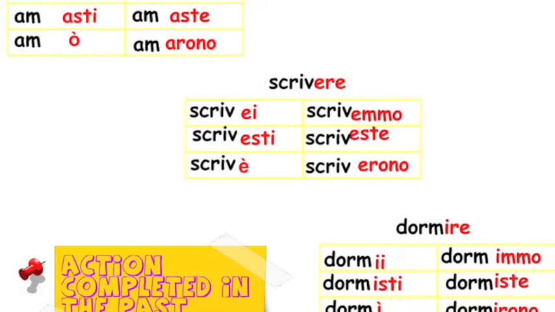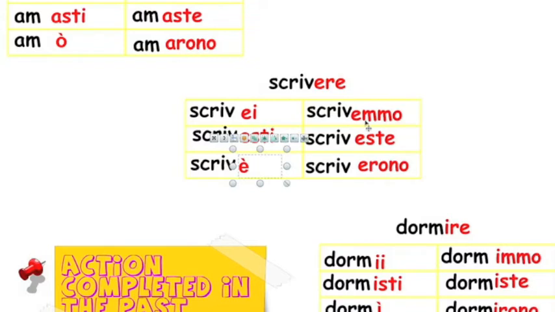So you keep the root. The leading vowel here is very important in most of them. Where it betrays you is right here, but otherwise you can follow the leading vowel. Okay, so amai, amasti, amò, amammo, amaste, amarono. Scrissi, scrivesti, scrisse, scrivemmo, scriveste, scrissero. Dormii, dormisti, dormì, dormimmo, dormiste, dormirono.